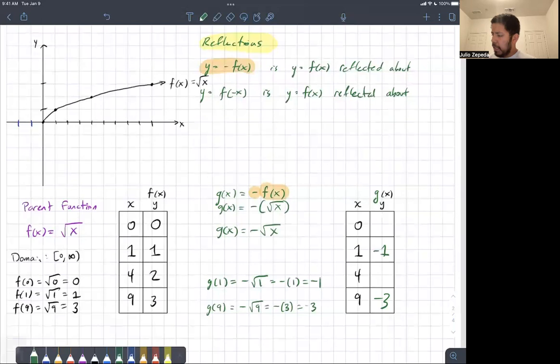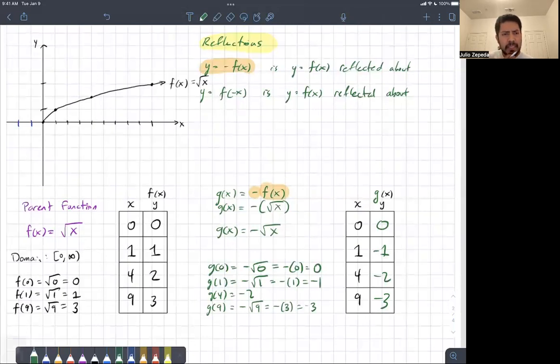And similarly, g of 4 is equal to negative 2, and g of 0, the opposite of 0, negative square root of 0, 0 is actually not positive nor negative. So the opposite of 0 is just 0 still.